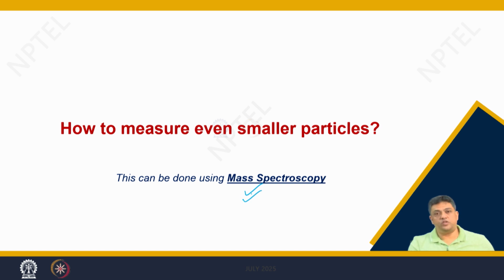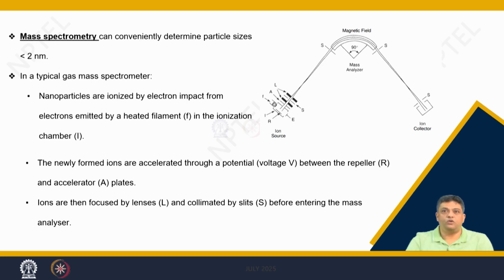If you want to go to even smaller size particles, then the technique which is used is mass spectroscopy. So, what do you do? You have nanoparticles which are ionized by the impact of the electrons which are coming out from a heated element in the ionization chamber. The electrons are emitted, they hit the sample, and then you collect the ions which are coming out from the sample.